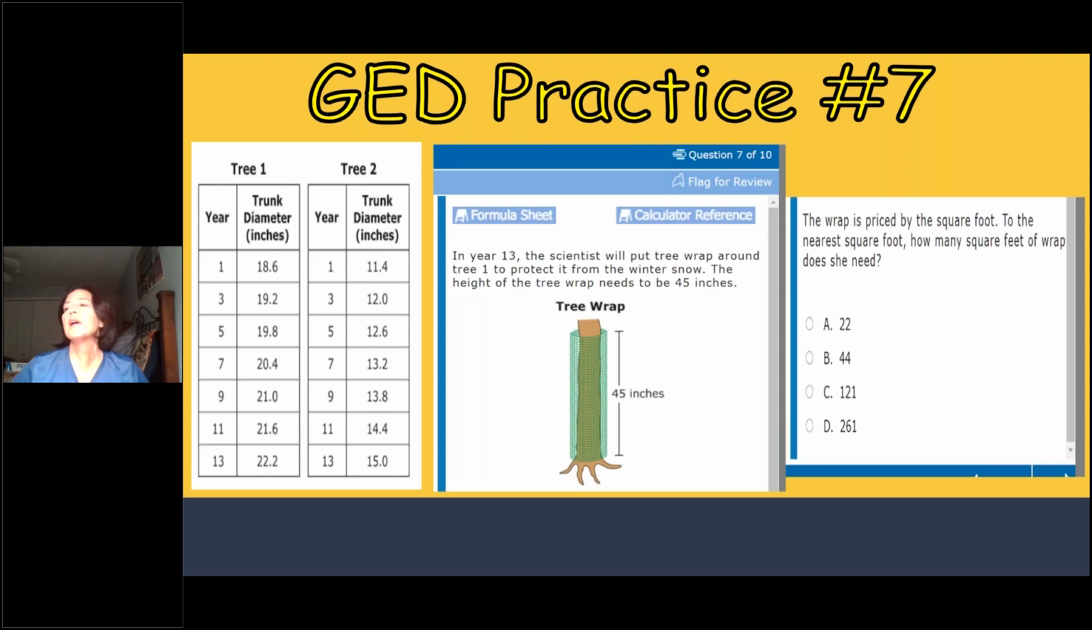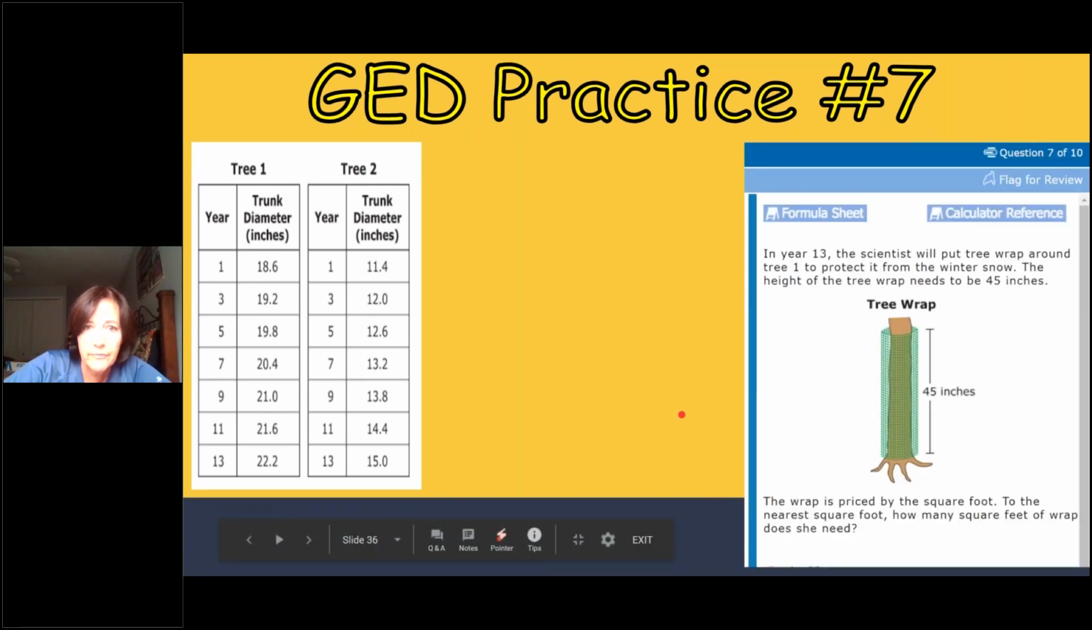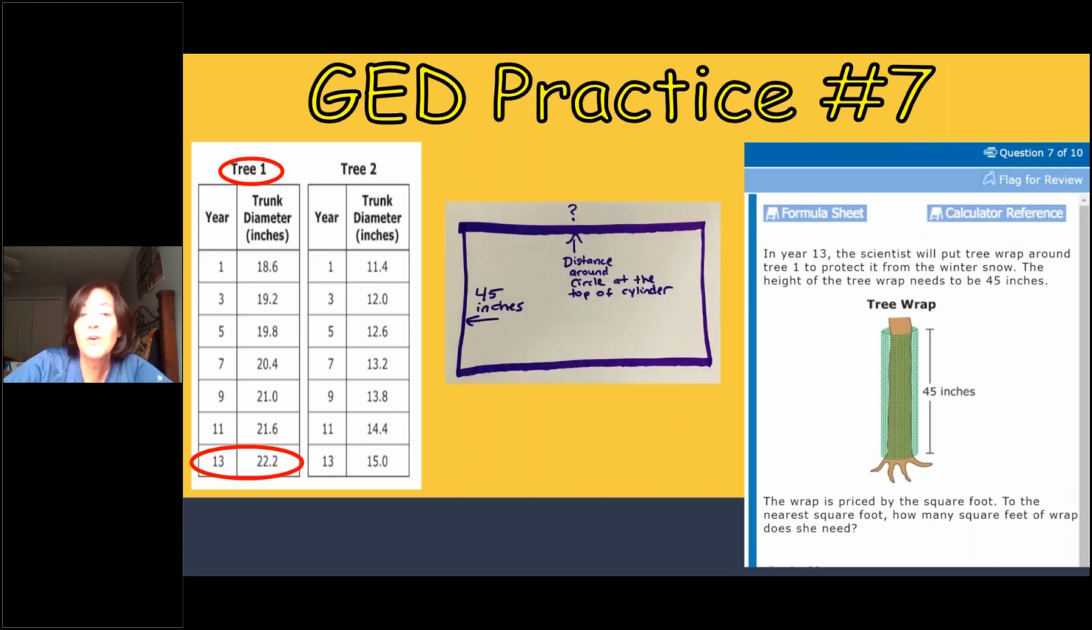Okay, there is a lot going on in this problem. First of all, this tree wrap that's wrapped around the tree, you have to imagine that if you were to cut that open and flatten it out, it's going to be rectangular. And I also forgot to note, we're only looking at the data for tree 1 right now. So I circled tree 1. So don't look at tree 2 anymore.